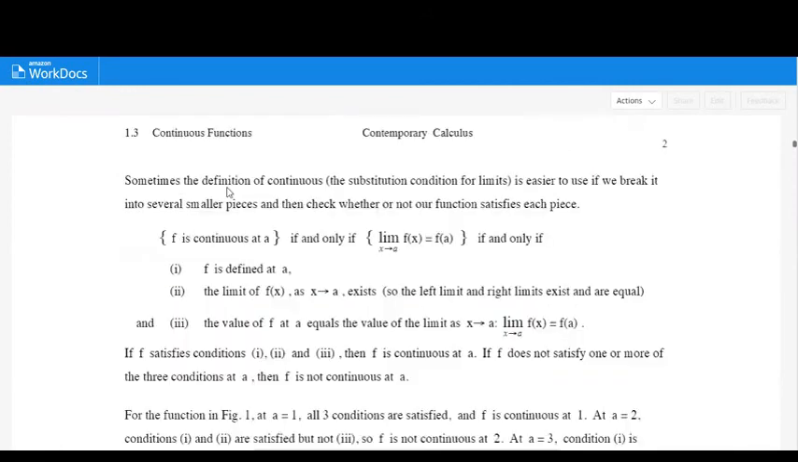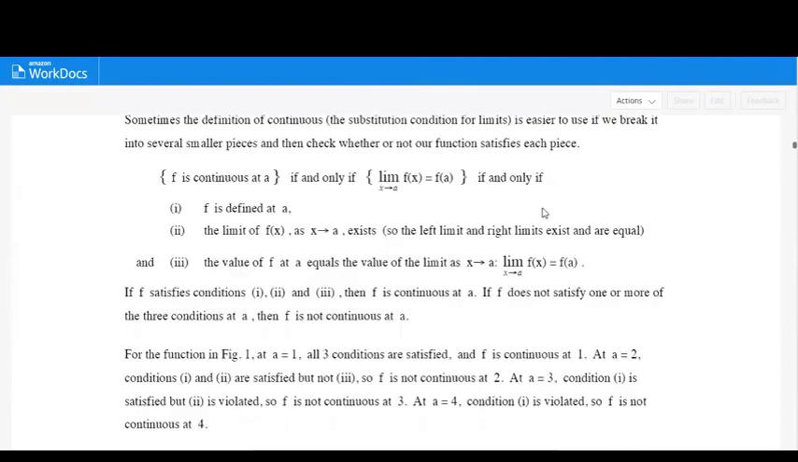Okay, sometimes the definition of continuous or the substitution condition for limits is easier to use if we break it into several smaller pieces and then check whether or not our function satisfies each piece. So actually, we have already discussed this one last meeting. So itong 3 conditions. So for us to say that the function is continuous, we need to satisfy these 3 conditions here. So f is continuous at a if and only if the limit of the function as x approaches a is equal to f of a.